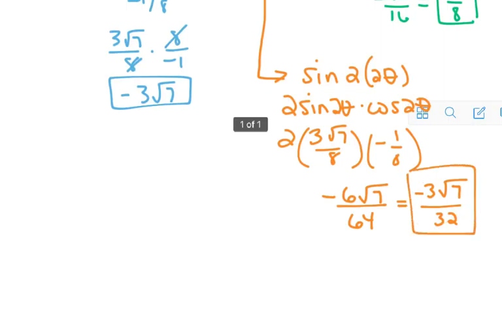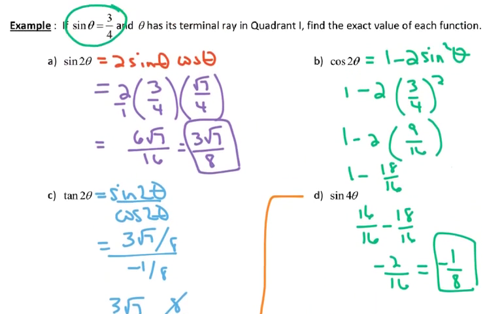And that is all for the double angle formulas. They're really just a plug and chug. However, whatever the first trig function they give you is, draw your triangle, use the Pythagorean theorem to find the missing side, and then you can use your double angle formulas.